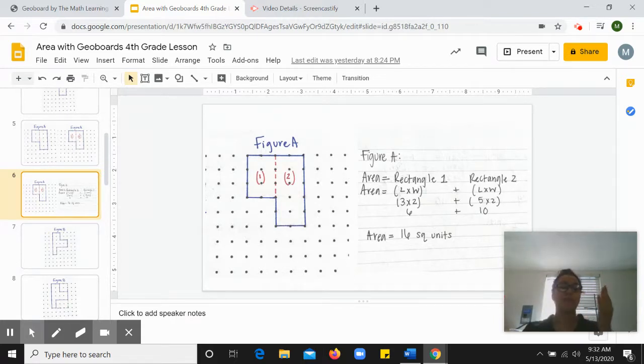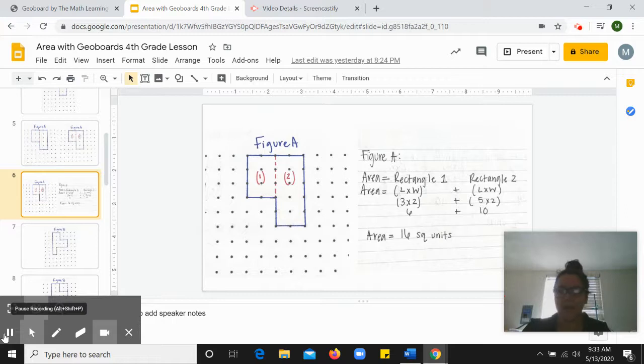So that's why it's important for you to know before you try and push your couch in through your door and before trying to fit it onto your carpet. So that's why it's important to find the area of different figures.